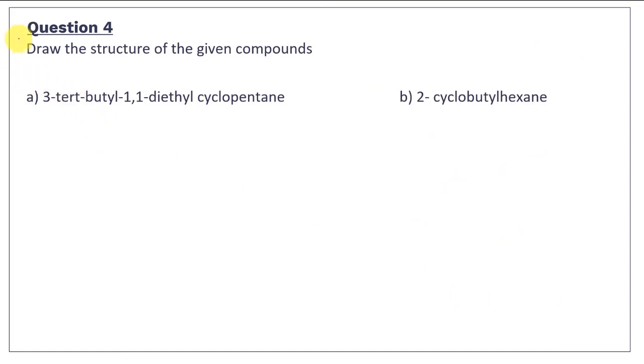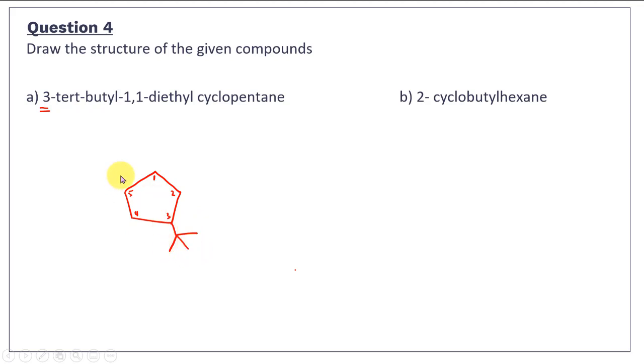Alright, so example question number 4. Draw the structures of the given compound. First of all, tert-butyl 1,1-diethyl cyclopentane. There's no spacing here, so the parent name is cyclopentane. First of all, we draw the structure of our cyclic compound, cyclopentane, with 5 carbons, and then we label carbon 1, 2, 3, 4, 5. So at carbon 3, I have a tert-butyl. Either you draw it as skeletal or condensed structure, both are fine.